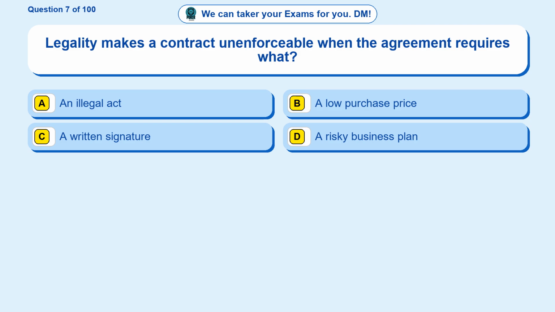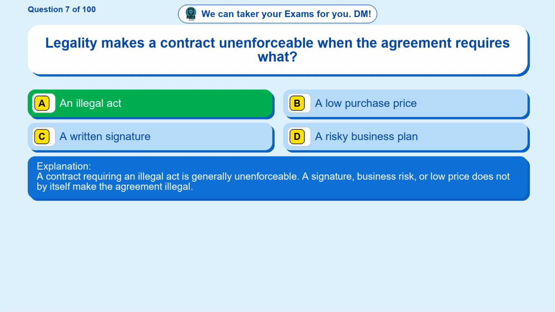Question 7. Legality makes a contract unenforceable when the agreement requires what? Option A. An illegal act. Option B. A low purchase price. Option C. A written signature. Option D. A risky business plan. The correct answer is option A. An illegal act. A contract requiring an illegal act is generally unenforceable. A signature, business risk, or low price does not by itself make the agreement illegal.